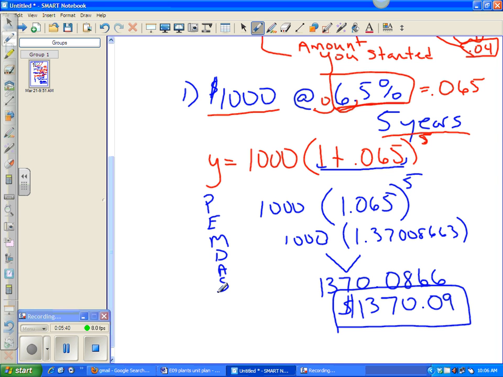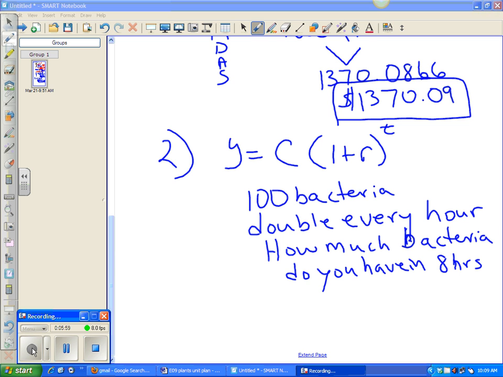So remember, the important thing is the amount of money that you start with, the percentage rate or the interest rate, the rate that it's increasing, and then how much time is going on here. So here is the starting money, the interest rate, and the amount of time. And those are the factors you need to figure out these problems. Okay, here's the next kind of problem.